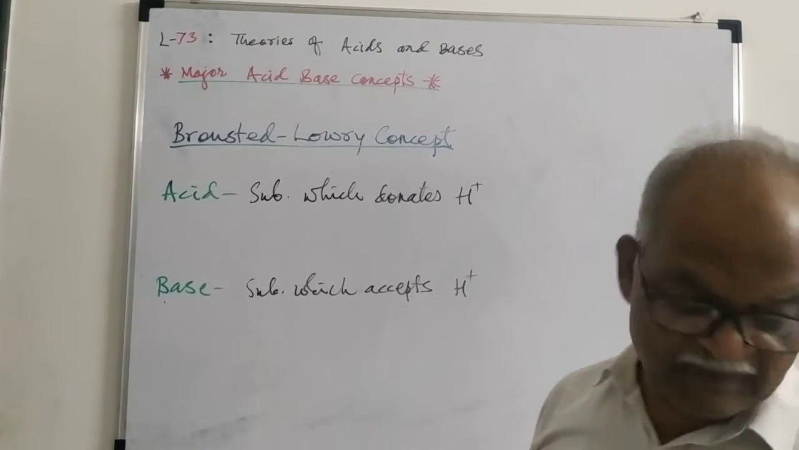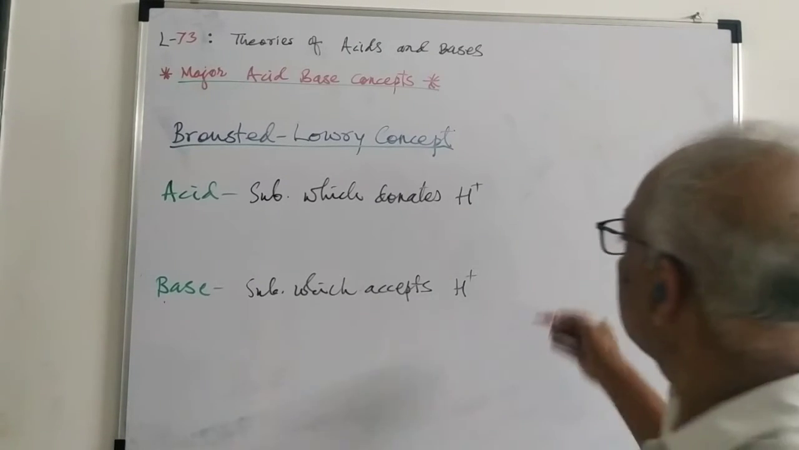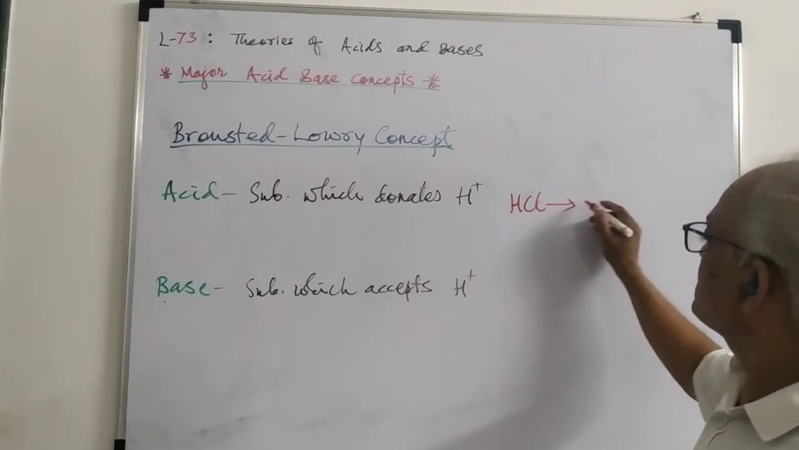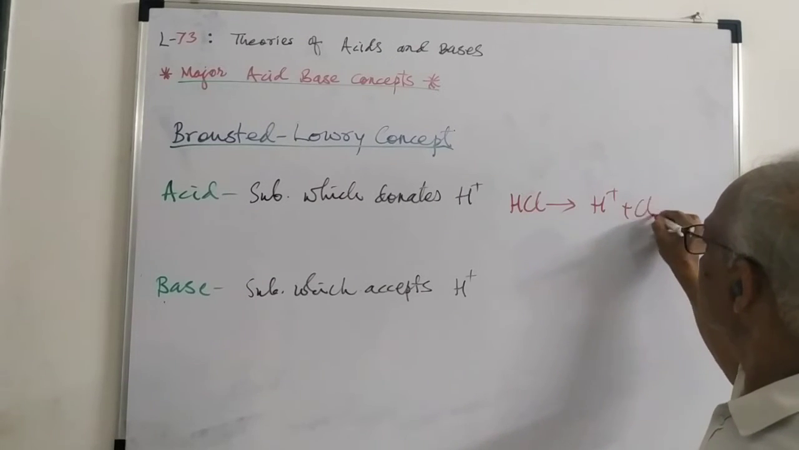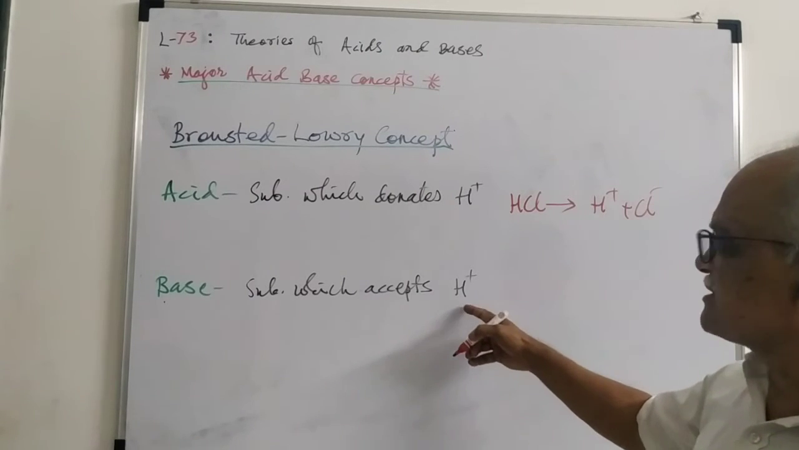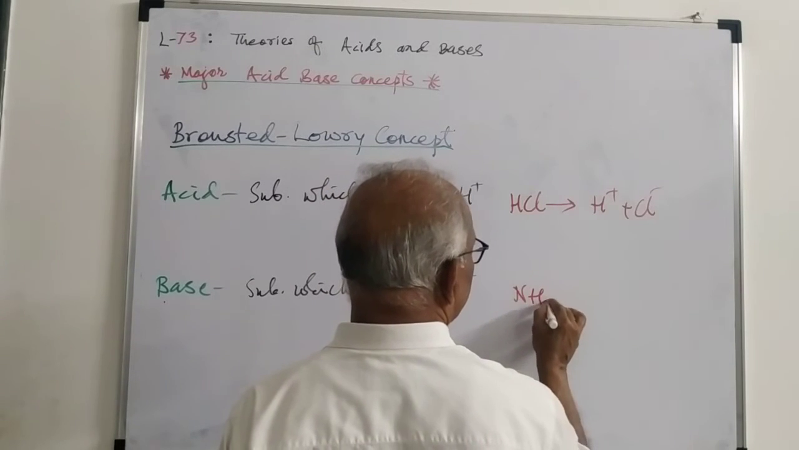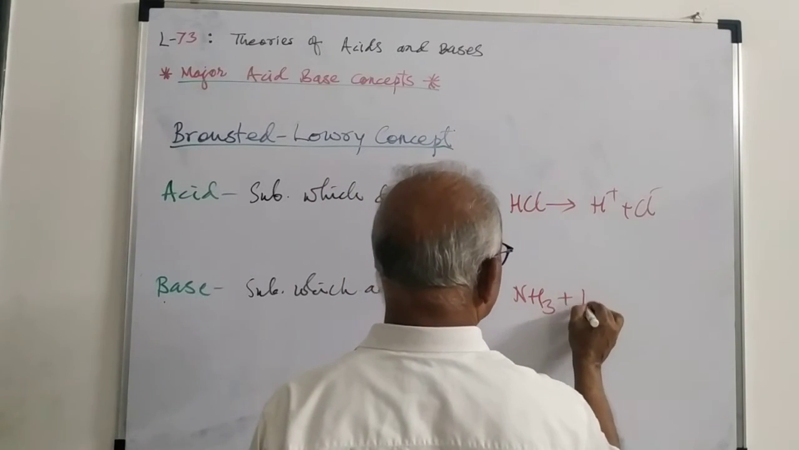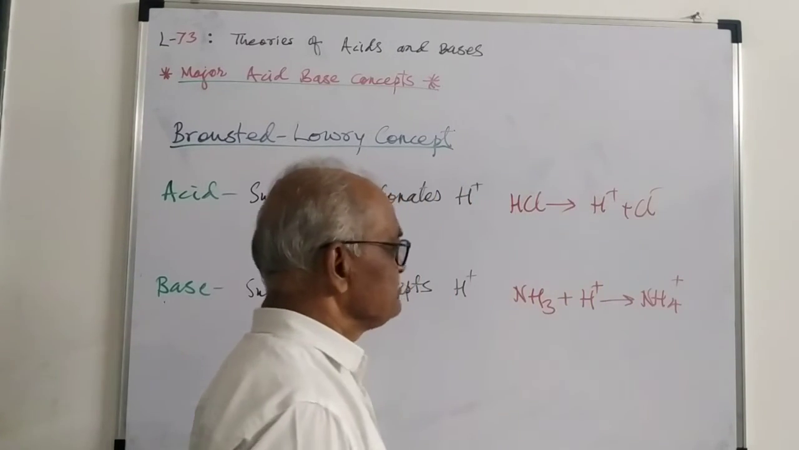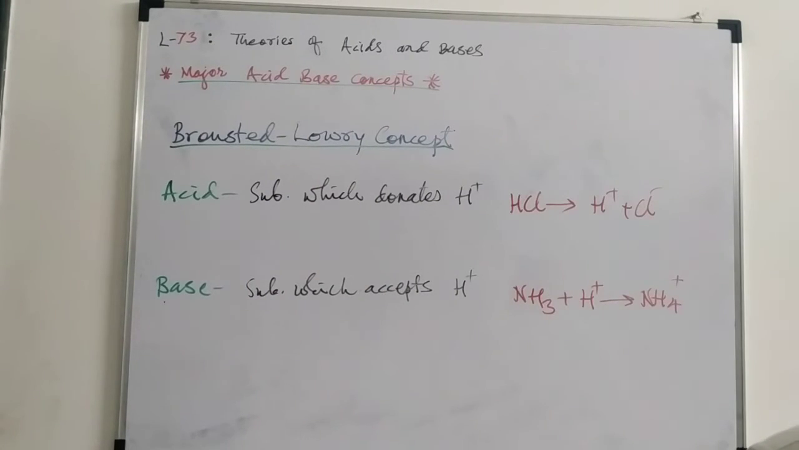For example, if we consider a substance like HCl, this HCl can donate a proton, that is H plus, and gives Cl minus. Similarly, a base is a substance which can accept a proton. For example, NH3 can accept a proton, that is H plus, and gives NH4 plus ion. And because of this, the theory is superior.